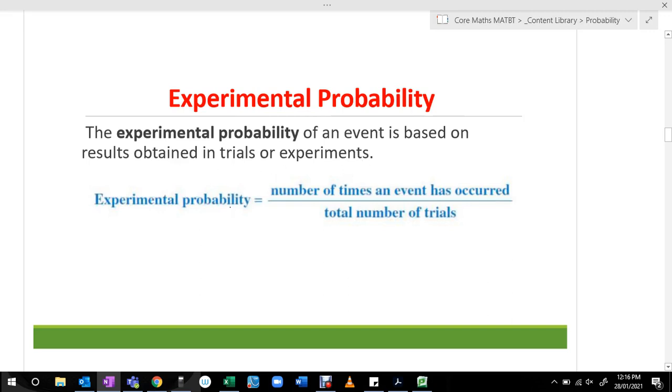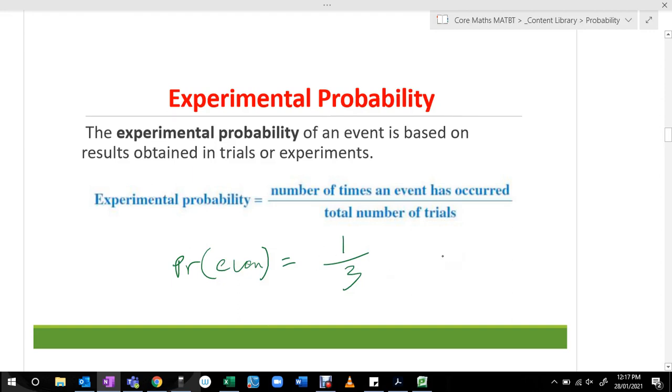So the experimental probability is equal to the number of times the event you want has occurred divided by the number of times you did the event. So for example, I want to roll a dice, and I'm trying to get a number that is even. If I roll the dice 3 times and I get an even number once, that means the experimental probability of getting an even number on the dice is 1/3.